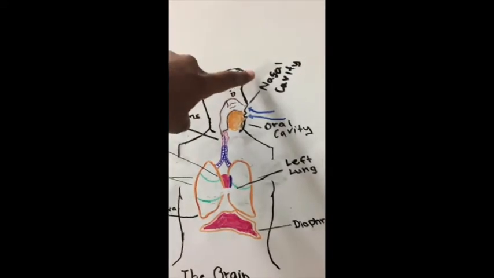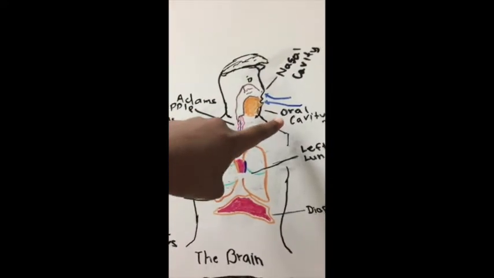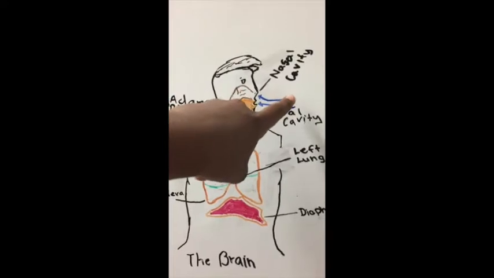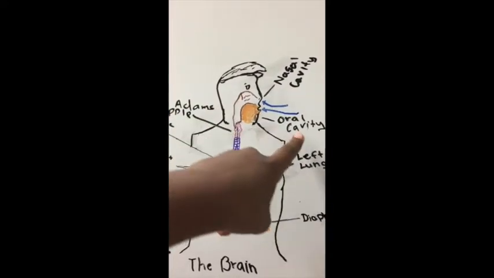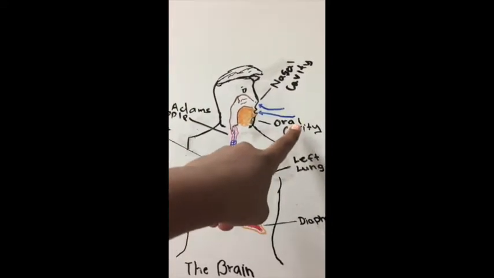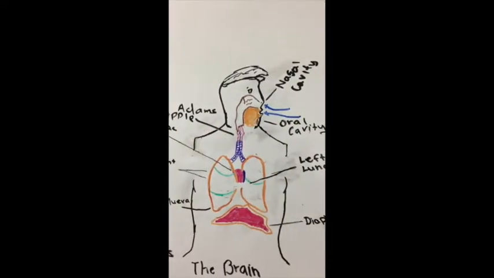This is your nasal cavity, and this is your oral cavity. The nasal cavity shows air going through the nose, and the oral cavity shows air going through the mouth.